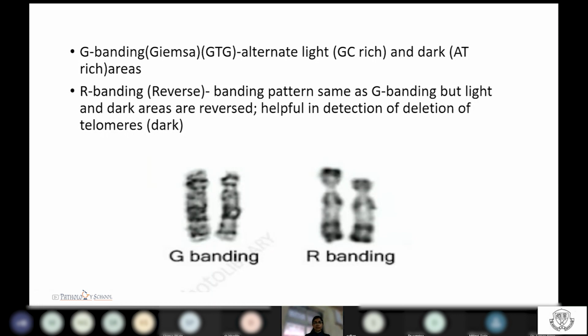Then is your reverse banding or R banding. In this, it is exactly opposite to your G banding. The use of this reverse banding is mainly if there is a deletion in your telomeres, which stain dark in your R banding, which in your G banding stains light.